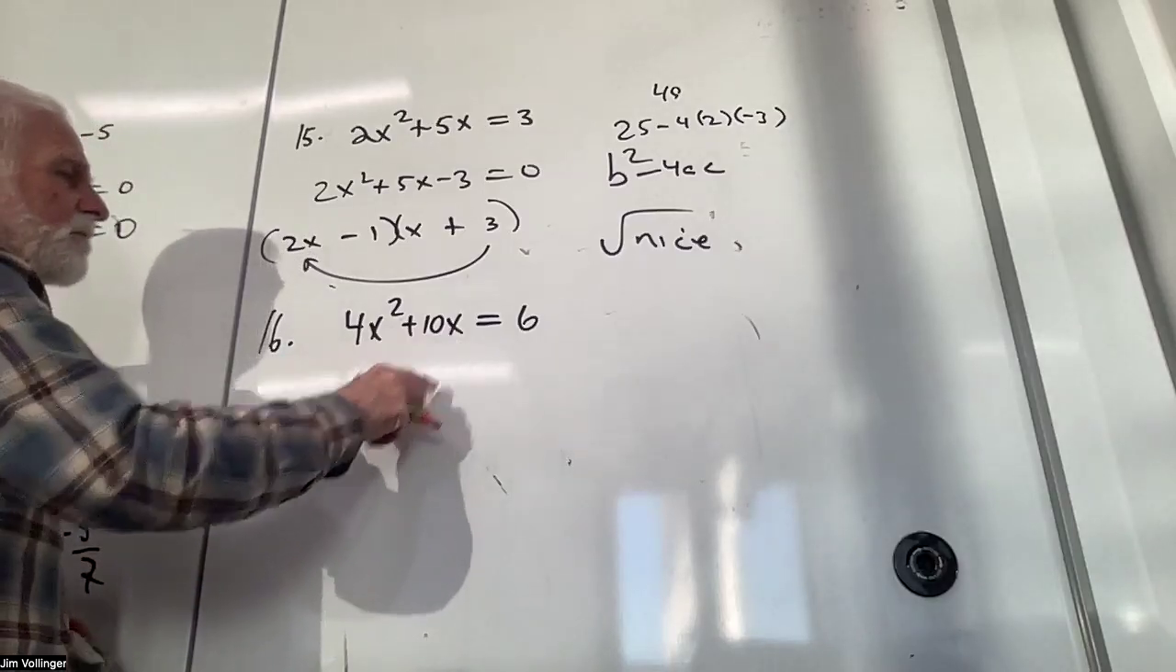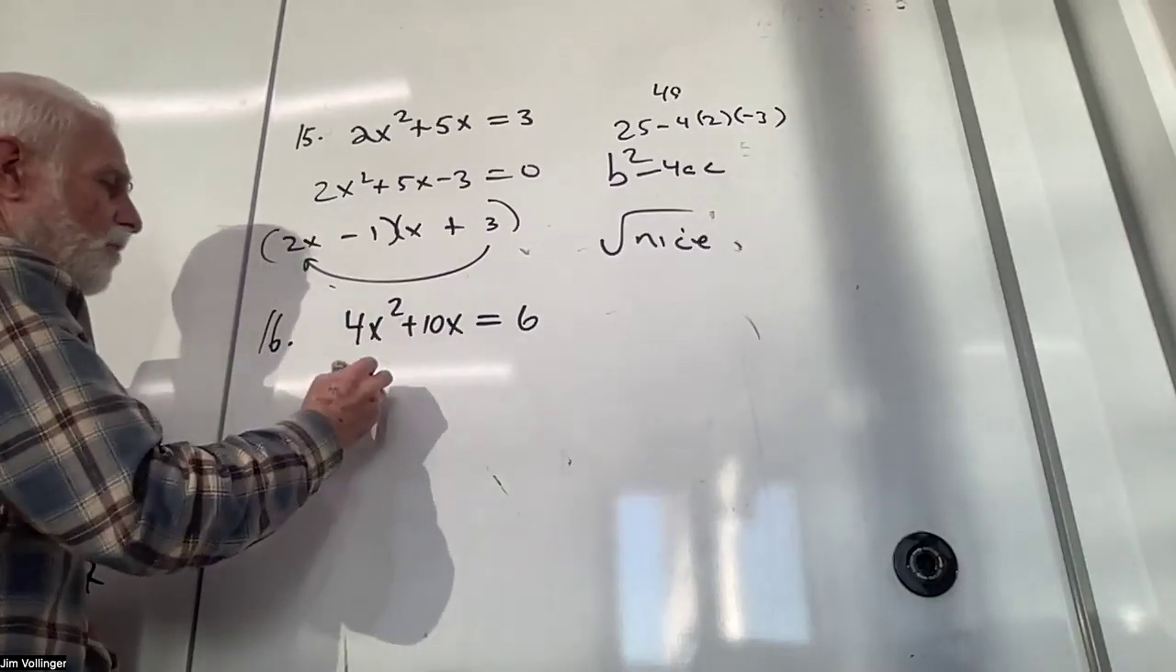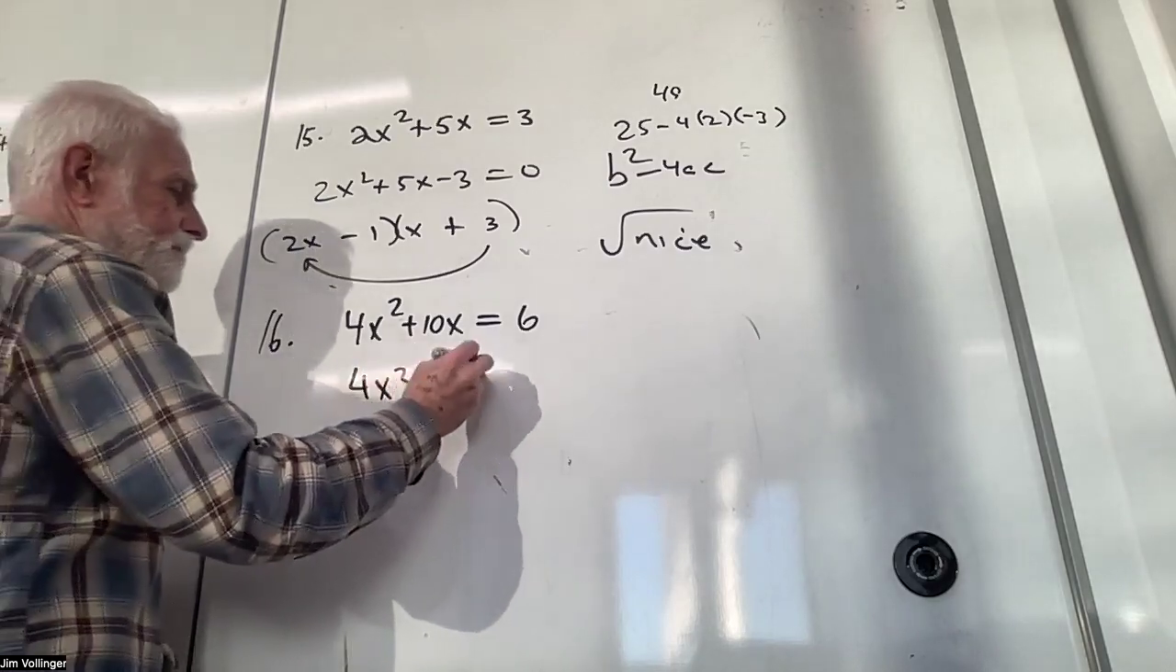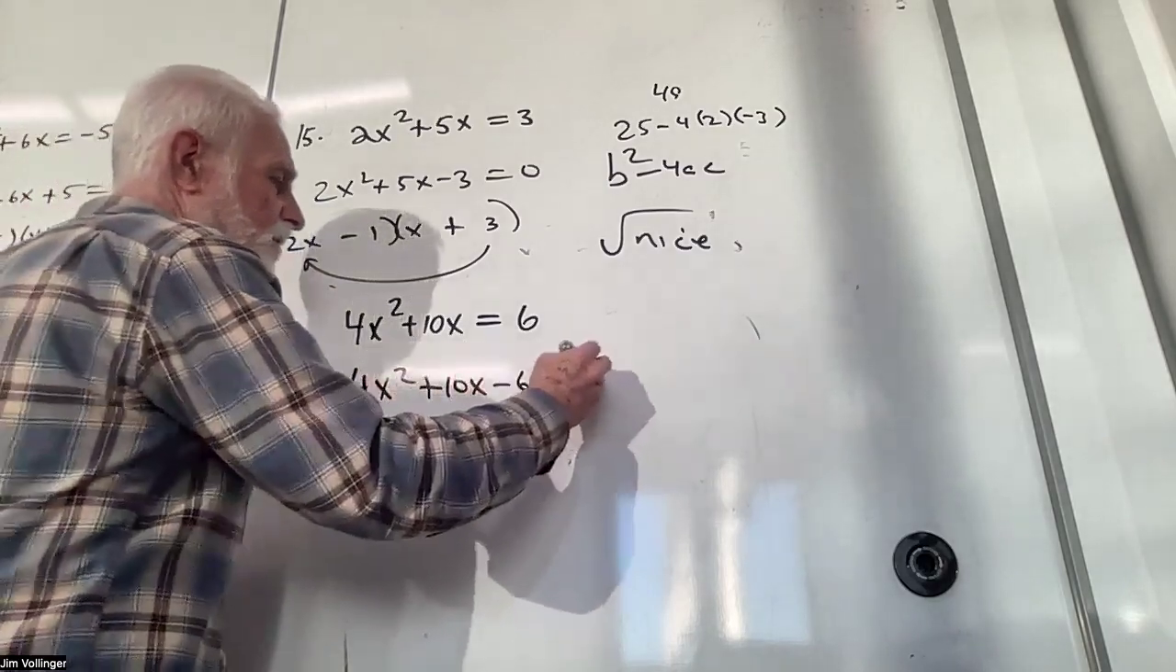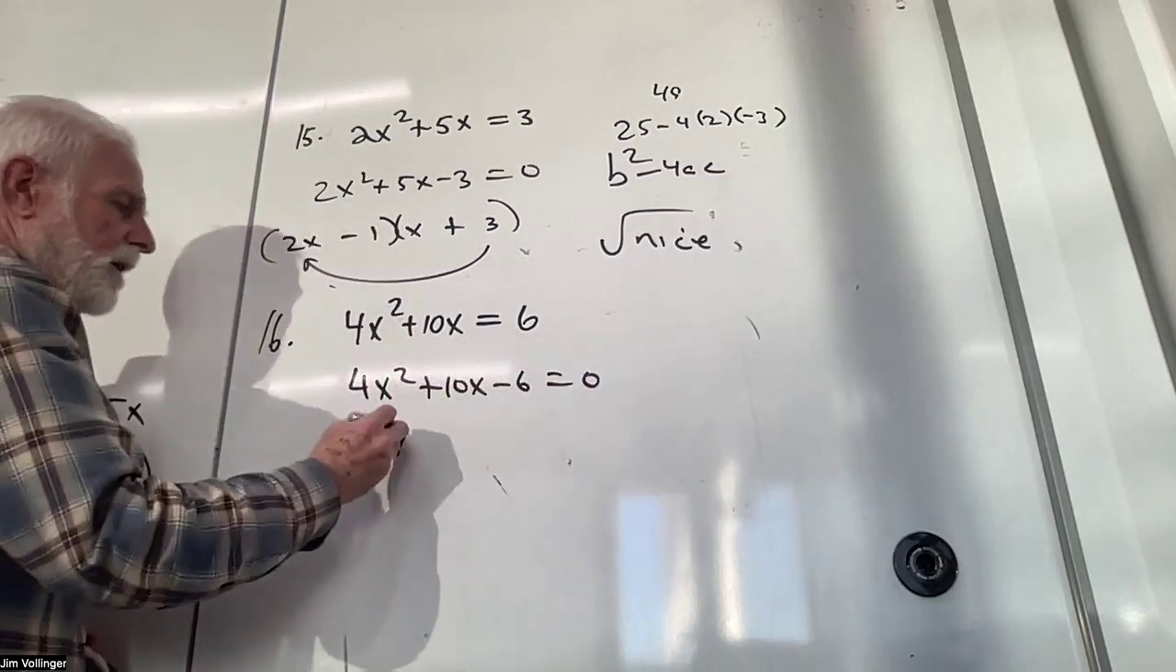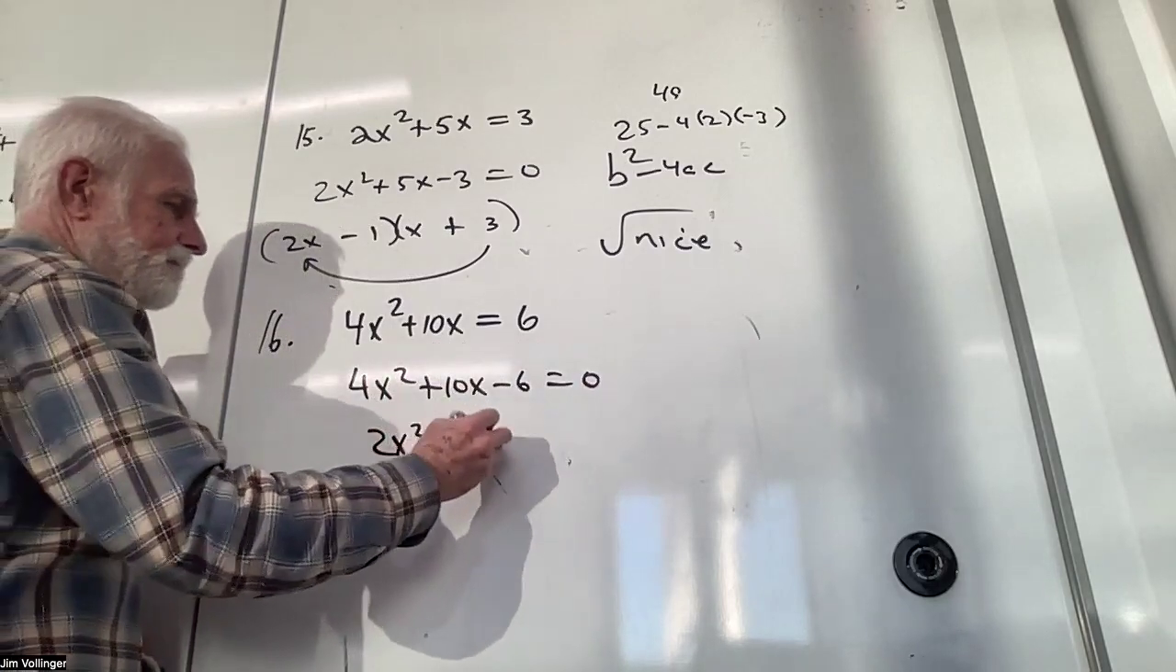Okay, 4x squared plus 10x equals 6. Move the 6 to the other side. And I hope you can see when you divide by 2, you get the same answer as above.